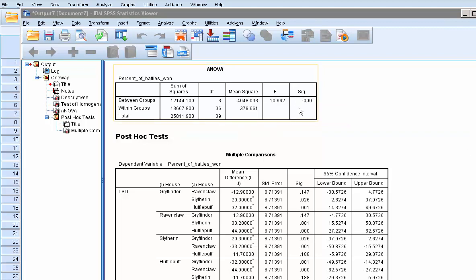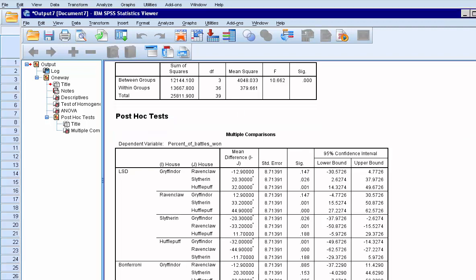Now, it is significant, so you know there's a difference between the groups, but you have to figure out where the difference is. So there could be more than one difference. There might just be the one difference between two different groups. So we need to check our post hoc tests.